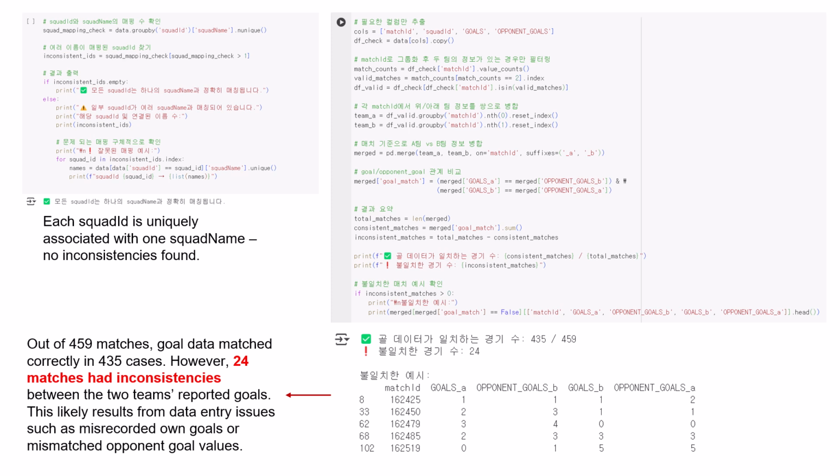Out of 459 total matches, 435 had perfectly consistent goal reporting between both teams. However, 24 matches had discrepancies, like mismatches in opponent goals or own goals, which likely stem from human errors in data entry. But yeah, these discrepancies were flagged for correction in later steps, so please bear with me.